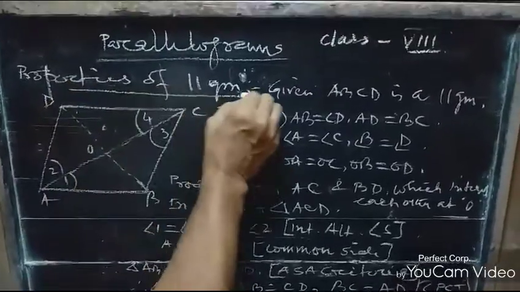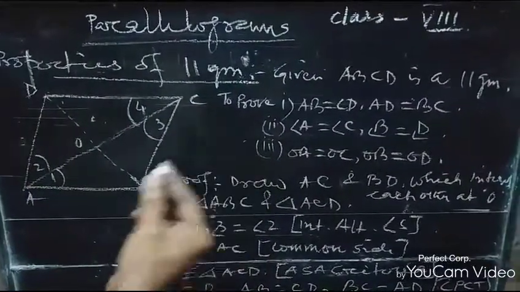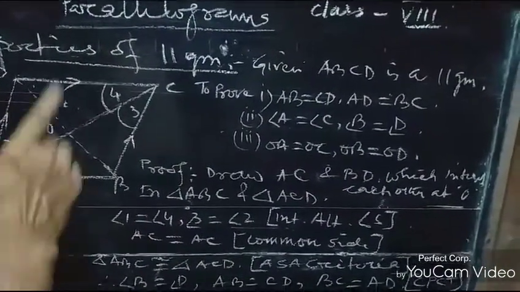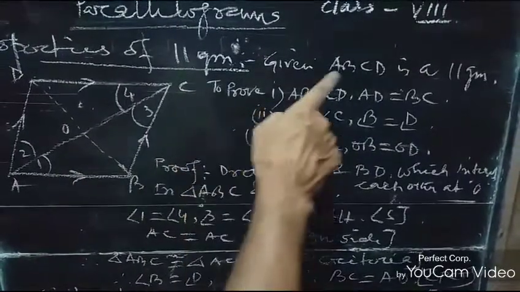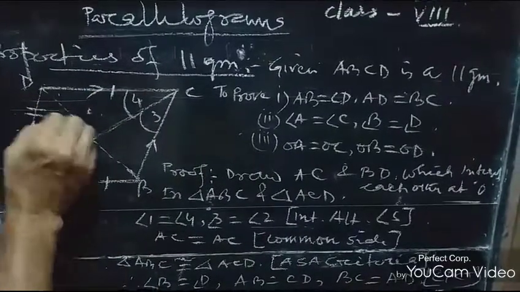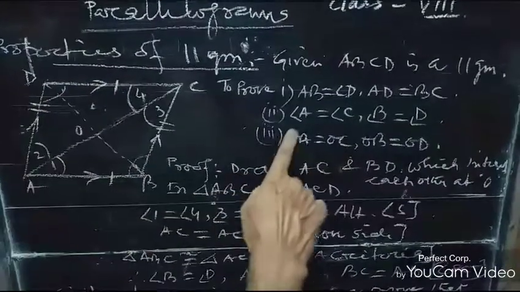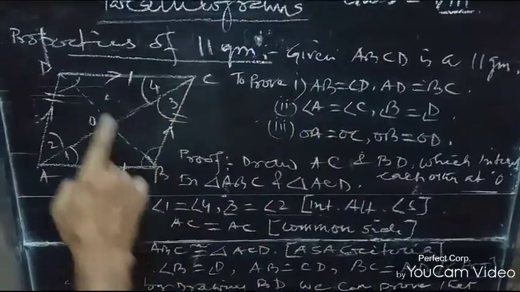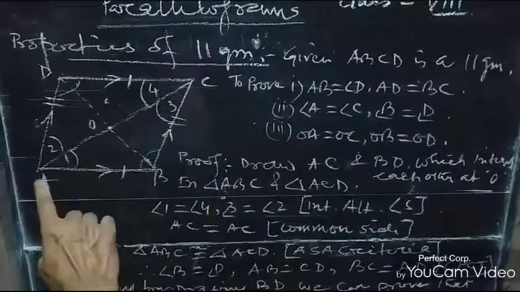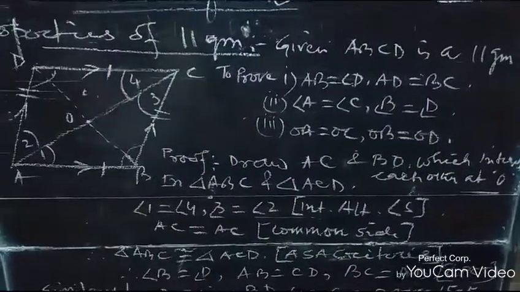See properties of parallelogram. ABCD is a parallelogram. By definition, you know that a quadrilateral whose opposite sides are parallel is a parallelogram. We need to prove that the opposite sides are also equal, this is equal to this, and opposite angles are also equal, that is angle A equal to angle C, angle B equal to angle D, and the diagonals bisect each other, that is OA equal to OC and OB equal to OD. So these are the properties of the parallelogram.